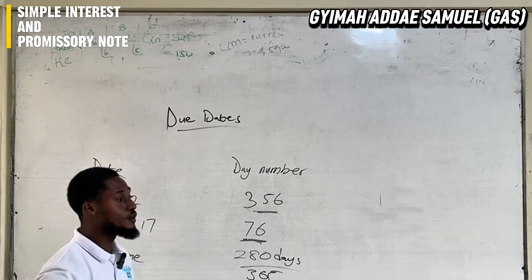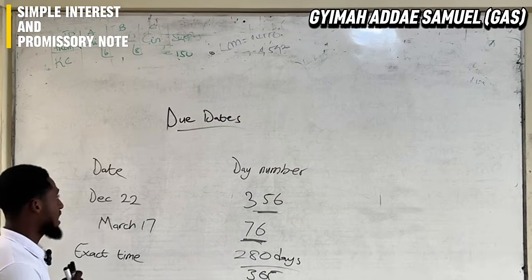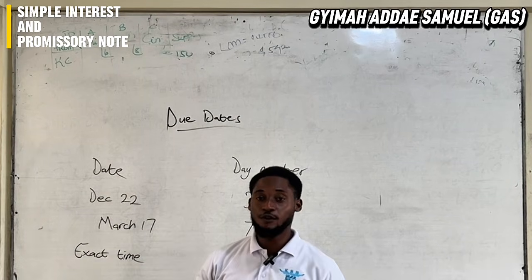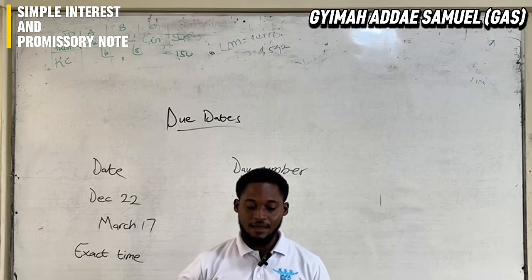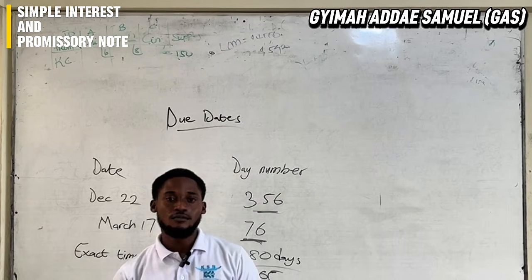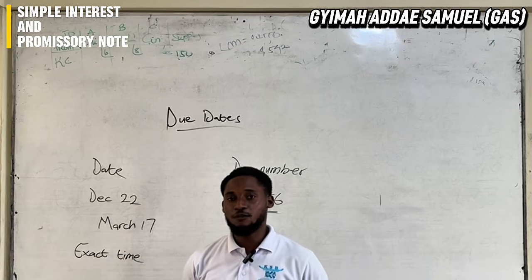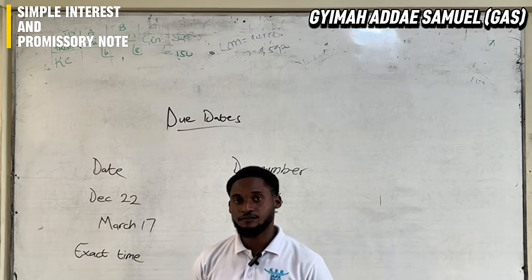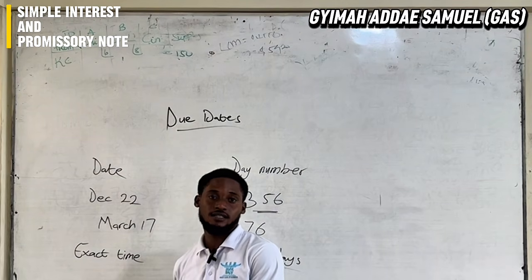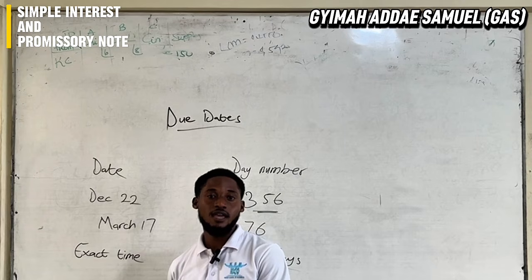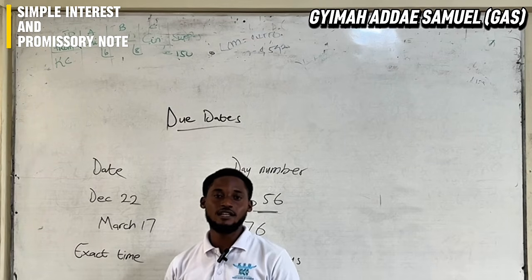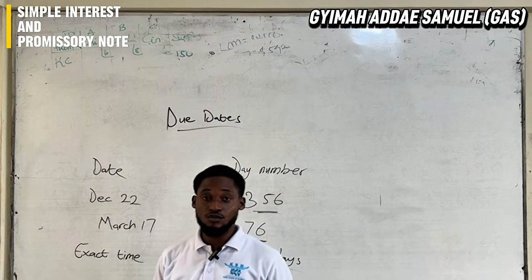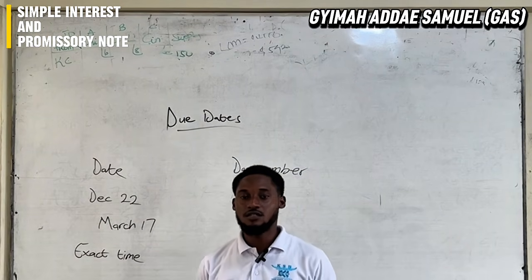So before we move on to the approximate, we are still on the exact time. It says where the period extends into the following year, the exact time is calculated as follows. Note that, for example, when you are giving a loan in August and you are asked to pay in March, you should know that the due time is falling in the next year. So this is how you are going to compute it when such situations occur.